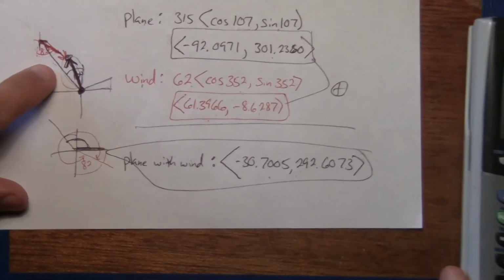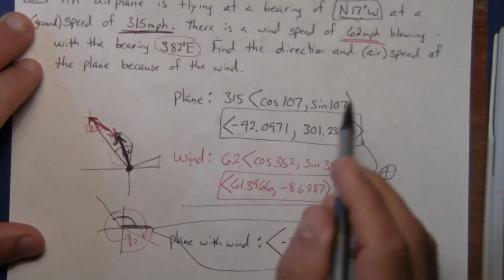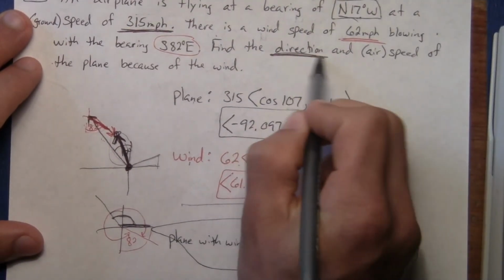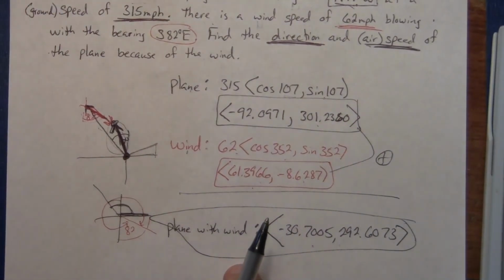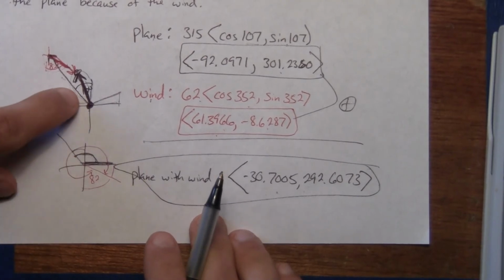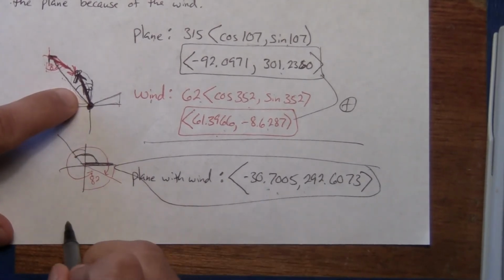That is not your final answer. That just gives you the vector. Now think about what they're asking you for. They want two things. They want to know what's the direction, which we'll do second, and then what's the airspeed. In other words, what's the magnitude. Now that I've got this vector in component form, all I need to do is find the magnitude of it, and that'll give me the speed.